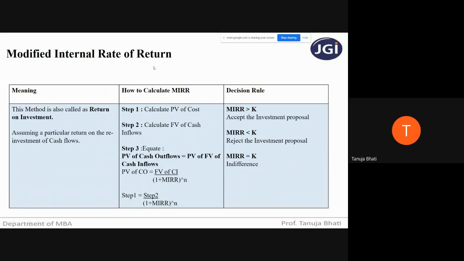Then there is modified internal rate of return. How to calculate it? There are simple 3 steps; if you follow them, you will get the answer. The first step is to calculate the PV of cash outflow. The second step is to find out the future value of cash inflows. Then PV of cash outflow equals PV of the future value of cash inflow. So step number 1 equals step number 2 divided by (1 plus R) raised to N. When you solve this, you get the MIRR. Again, you compare this MIRR with the cost. If it is more, accept it; if less, reject it; and if equal, then it is indifferent.